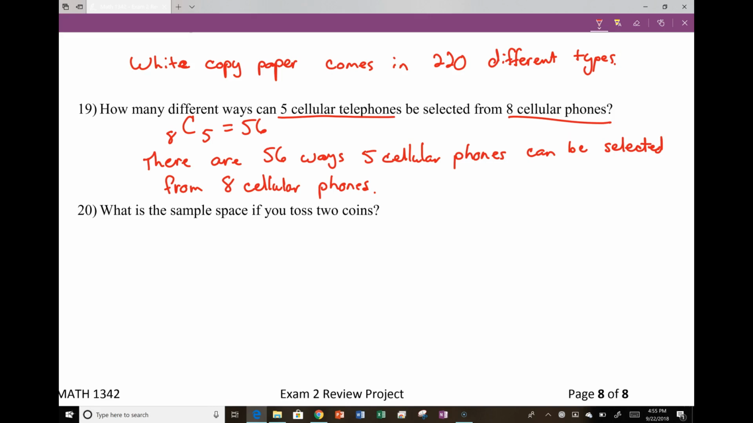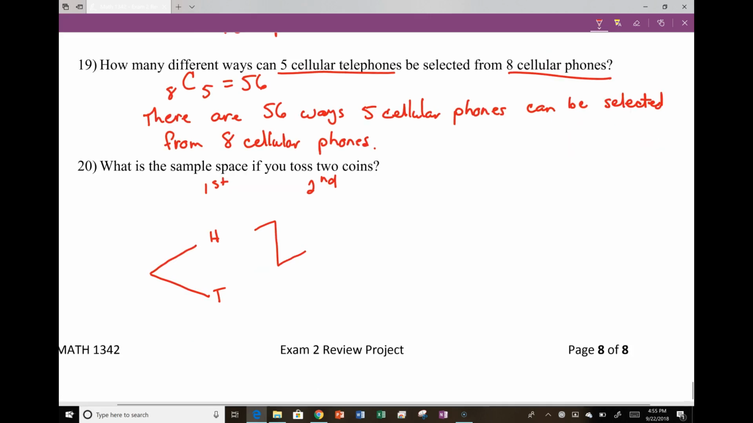The last question on this is, what is the sample space if you toss 2 coins? I'm going to draw a tree diagram to kind of remind you how a tree diagram goes. But we have our first toss and we have our second toss. The first toss can be a head or it can be a tail. The second toss, it doesn't matter if it's a head or a tail on the first one. So it can also be a head or a tail. A head or a tail.